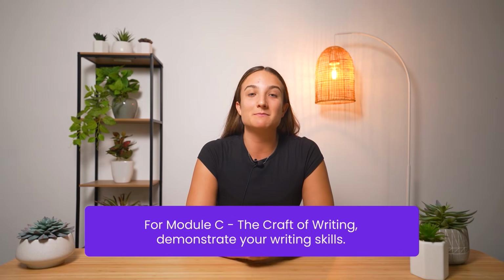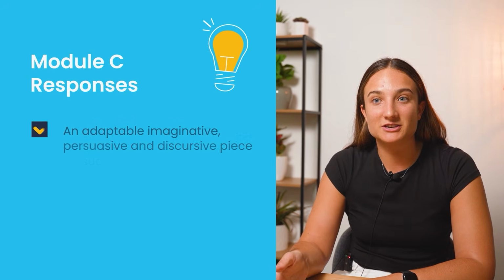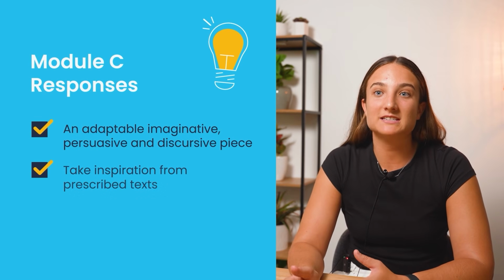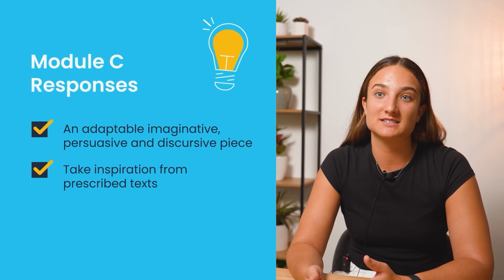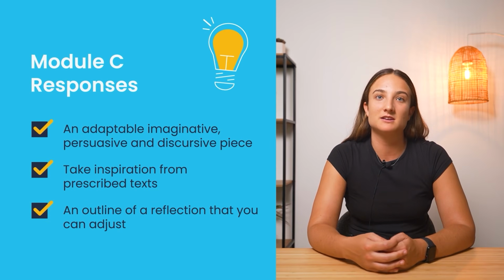Module C demands something completely different again. This is where your writing skills shine. The exam might ask for the following: write an imaginative, persuasive, or discursive piece, and a reflection on your creative choices. The smart move is to prepare 3 different types of responses: an imaginative, persuasive, and discursive piece that works on multiple themes, and make sure they take inspiration from your prescribed texts. An outline of a reflection that you can adjust depending on what you write in the exam is also needed.